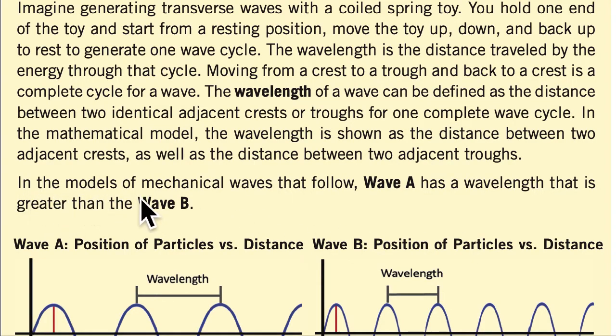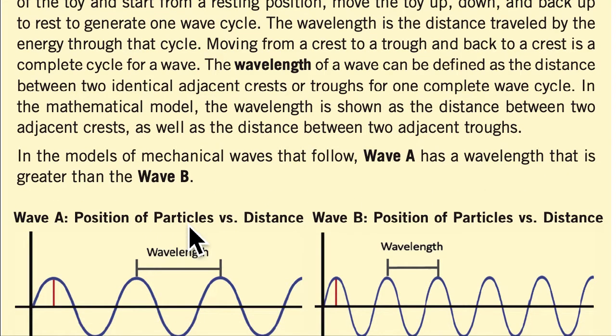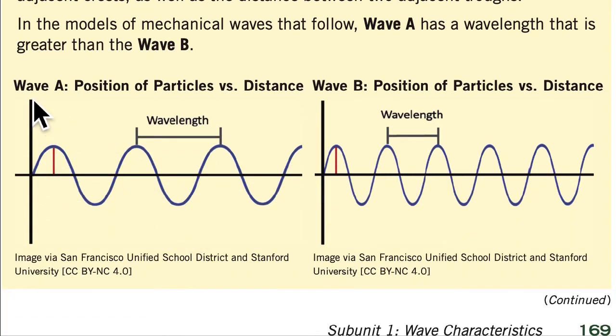In the models of mechanical waves that follow, wave A has a wavelength that is greater than wave B. Wave A, position of particles versus distance. Wave B, position of particles versus distance.